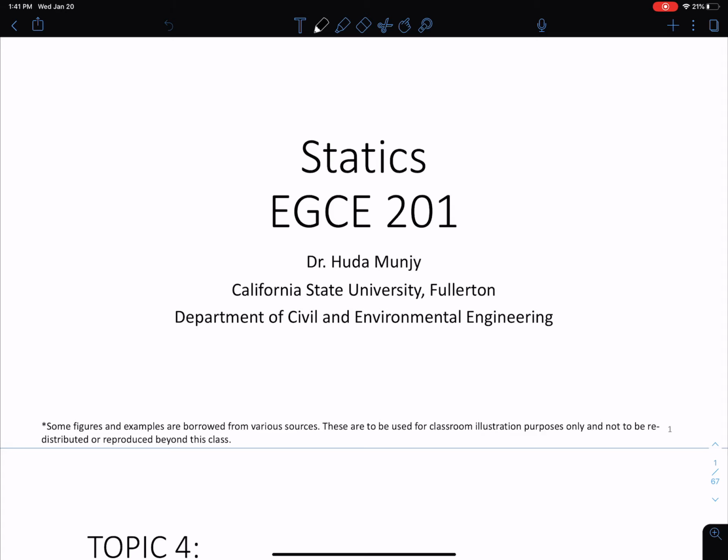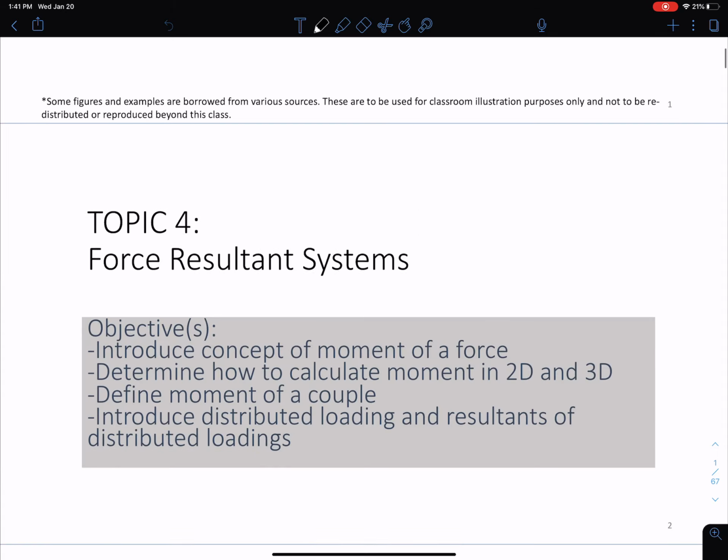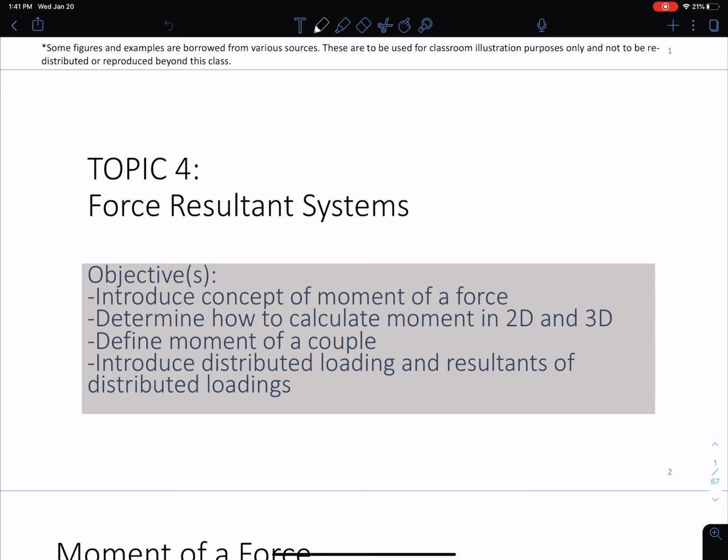Okay, so this video is going to be part 1 of topic number 4, which is going to go over force resultant systems. So we're going to introduce concepts surrounding moment of a force. This will be the first time in this class we'll really get into understanding what a moment is. We're going to talk about how to calculate moments in 2D and in 3D systems.